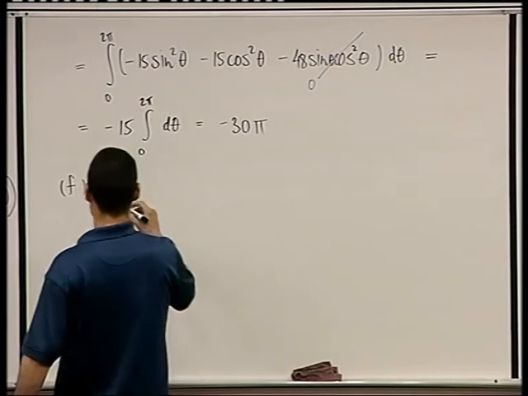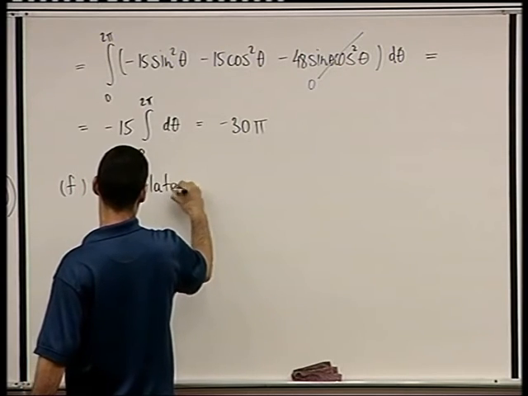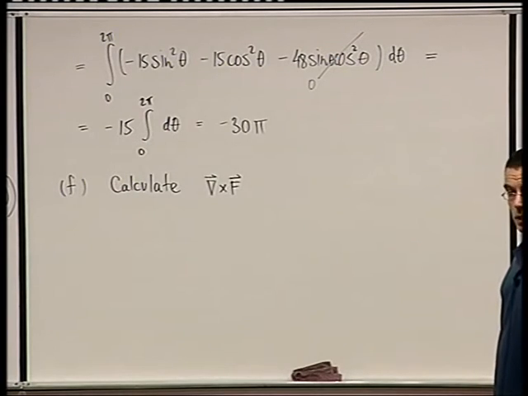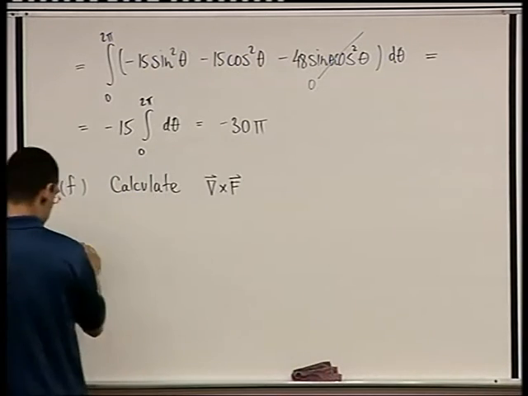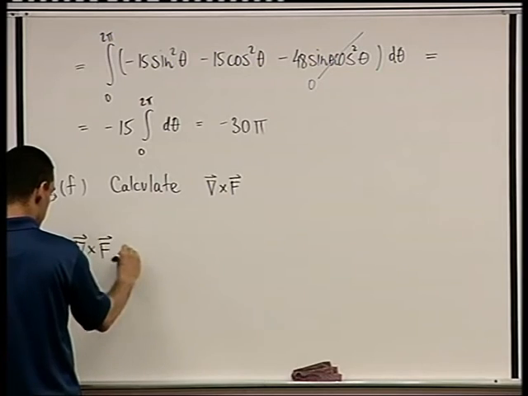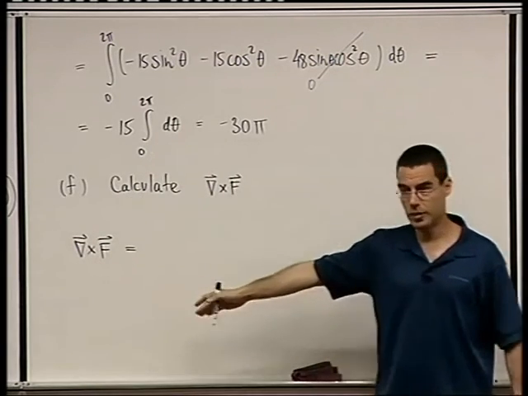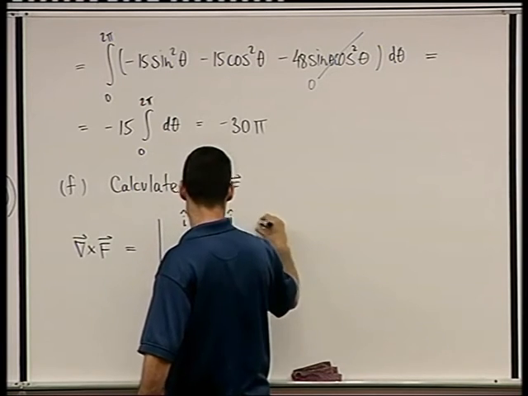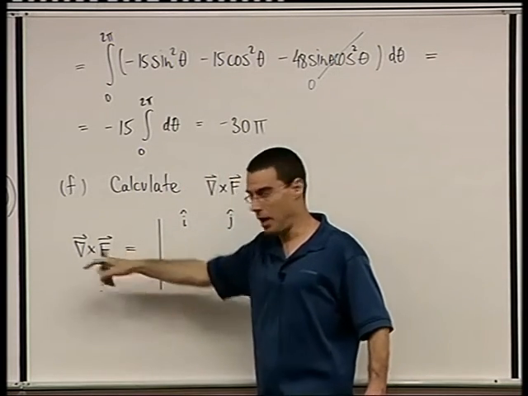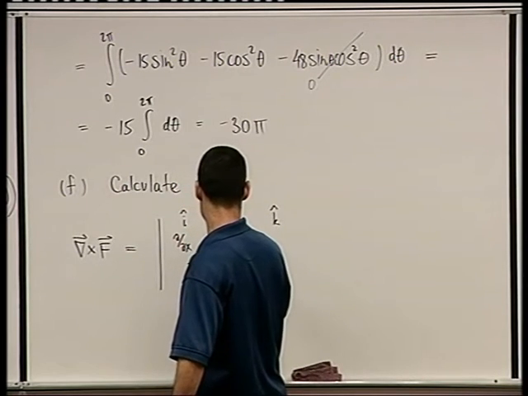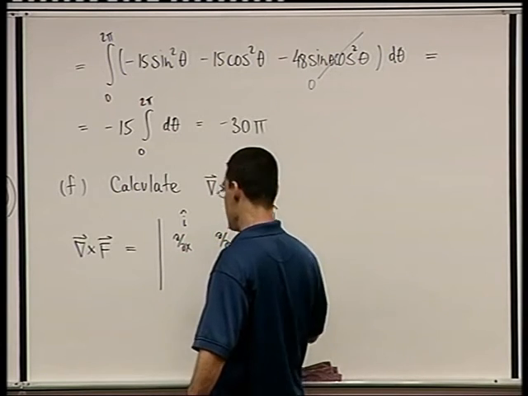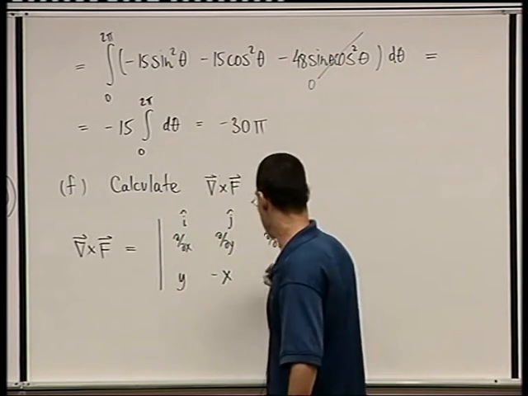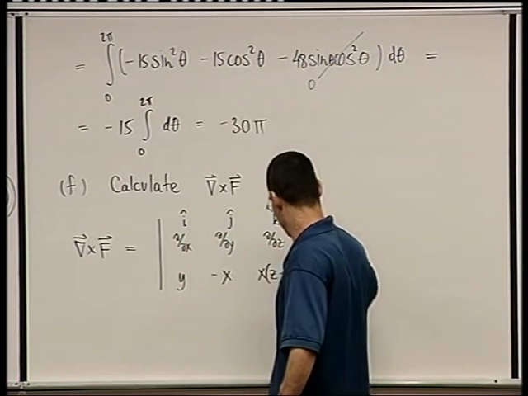So part F was calculate the curl of F. So how do we calculate the curl of F? It's again just a determinant. And in fact, writing it like this is a very big hint at exactly what we need to calculate. So it's going to be I, J, K. The components of this nabla operator, which are the derivatives with respect to x, y, and z. And then the components of F, which were y minus x and x times z minus 4. Everybody good?